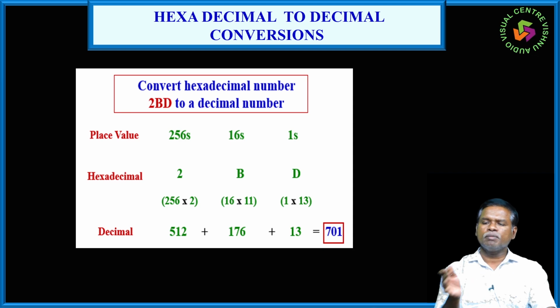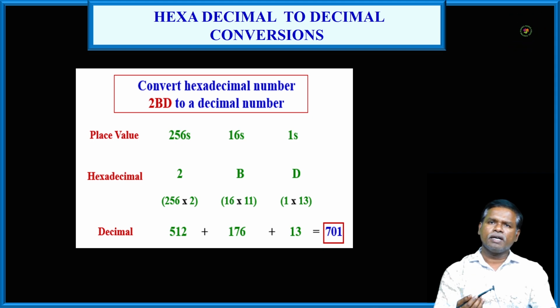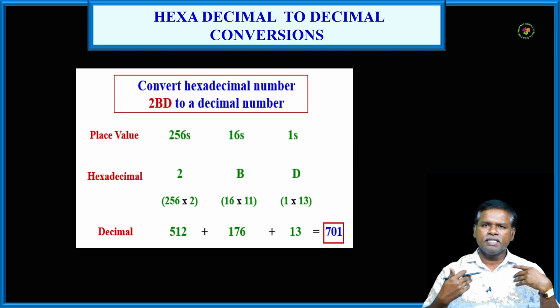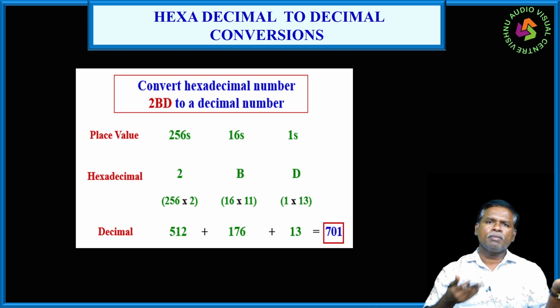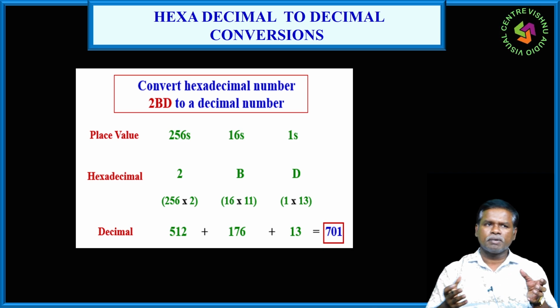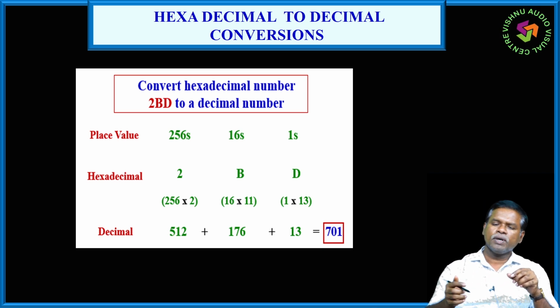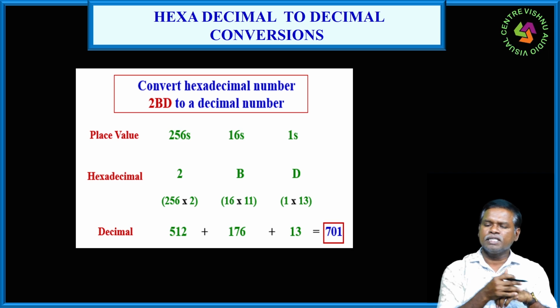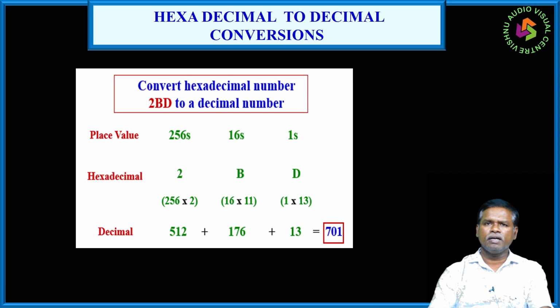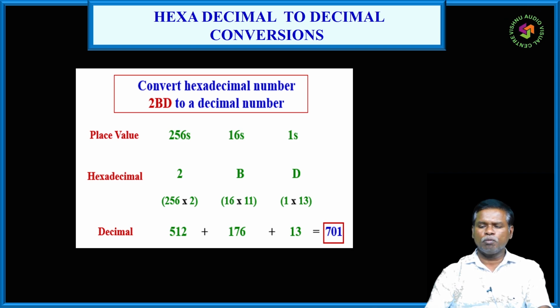Coming to hexadecimal to decimal conversion. Why we use hexadecimal to decimal conversion is that most of the time our familiar number system is the decimal number system. So it is always easy to convert some number system to decimal, and from that decimal to another number system conversion will be very easy. So that's why, here a hexadecimal number is given. If we want to find out its decimal equivalent, we use the concept of place value, which we discussed already.